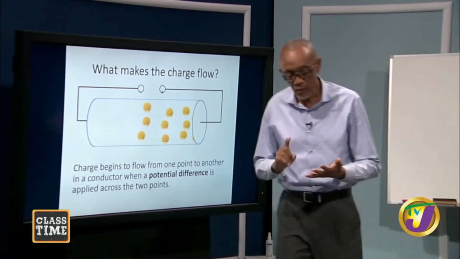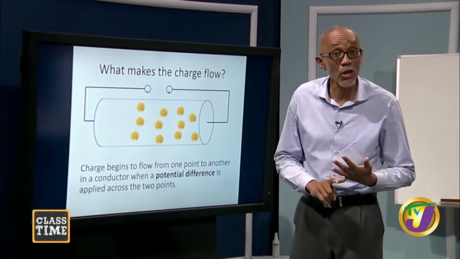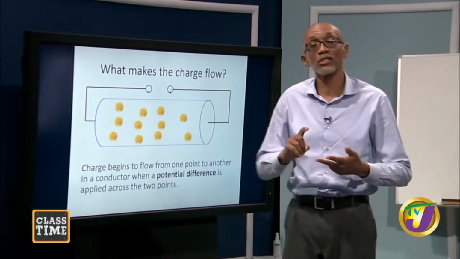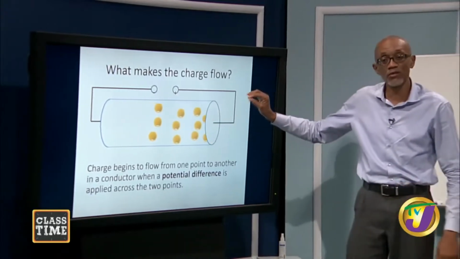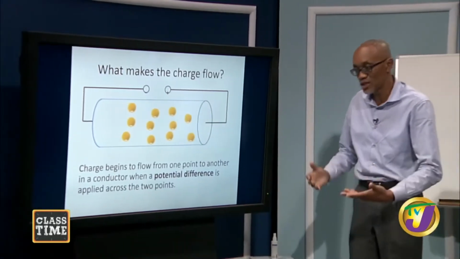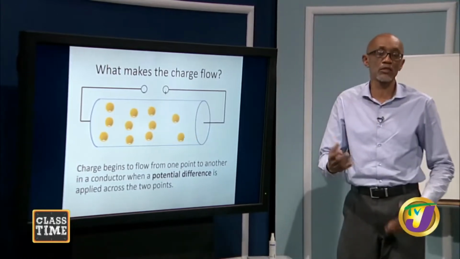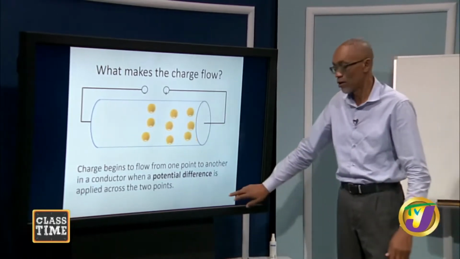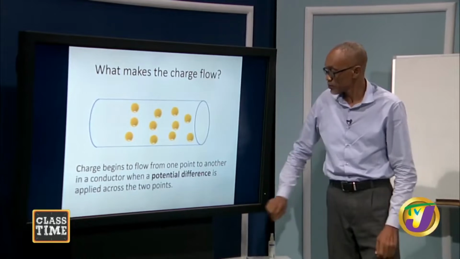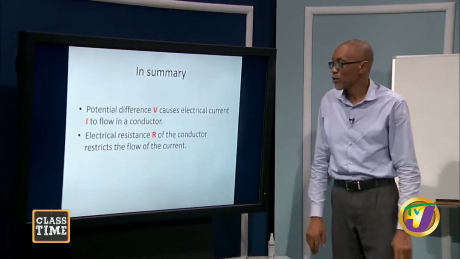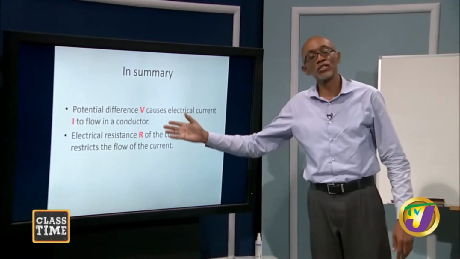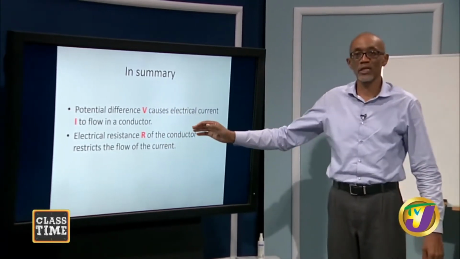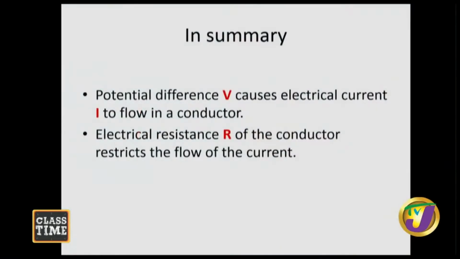So far, we have looked at electric current, resistance, and potential difference. As we said, in the conductor, there is a resistance, and the potential difference causes the charged particles to flow, which produces the current. So in summary, potential difference V, we use the symbol capital V for potential difference, causes electric current I to flow in a conductor.